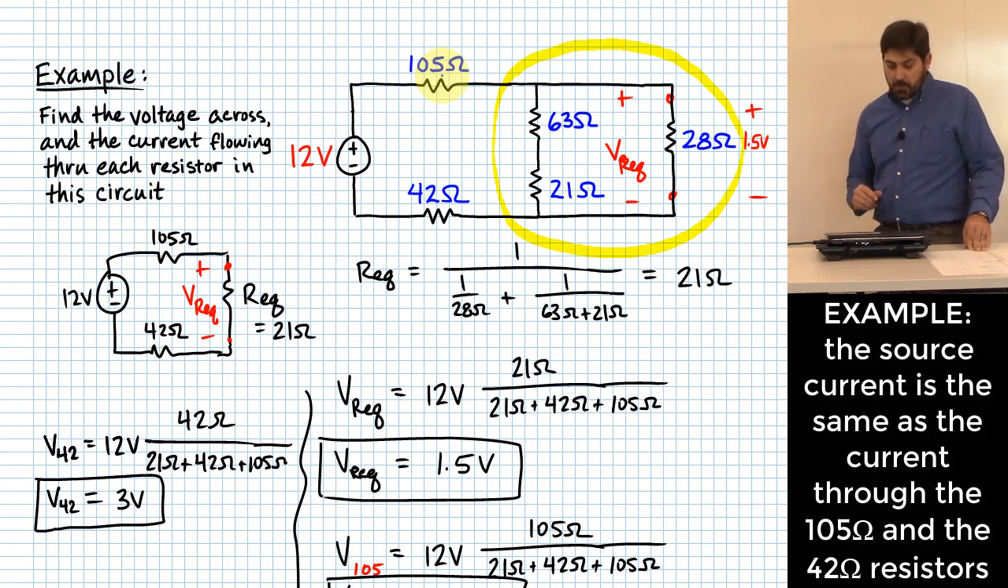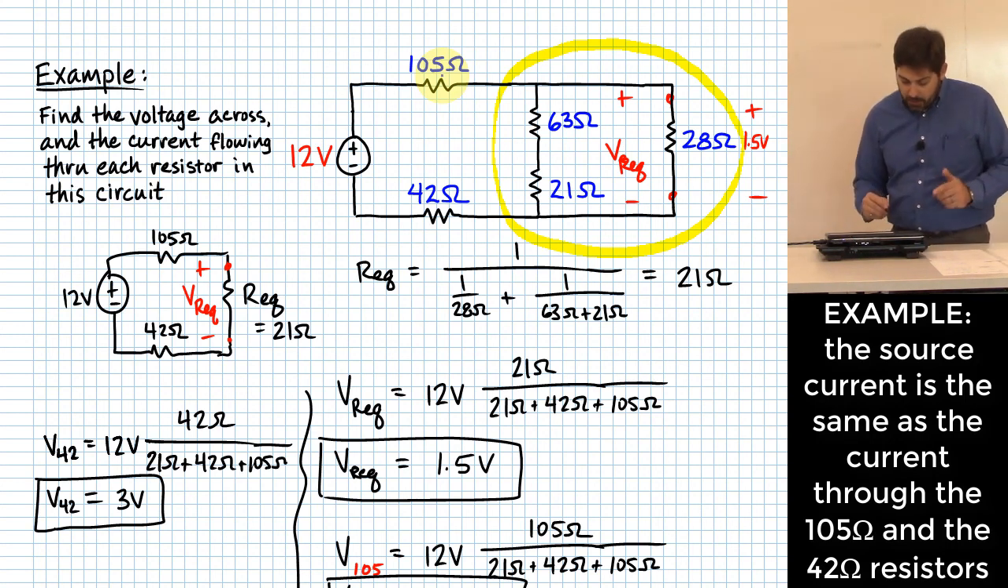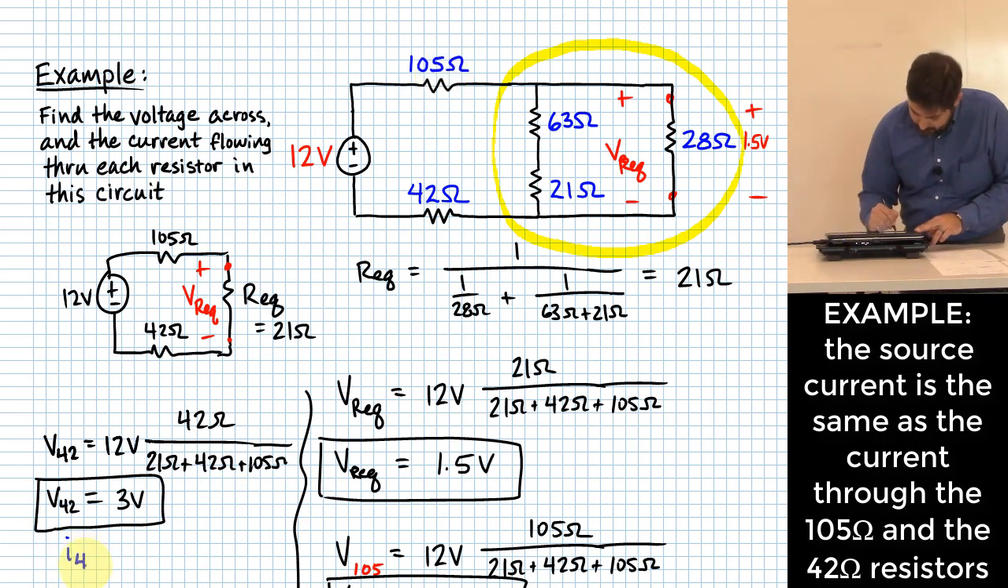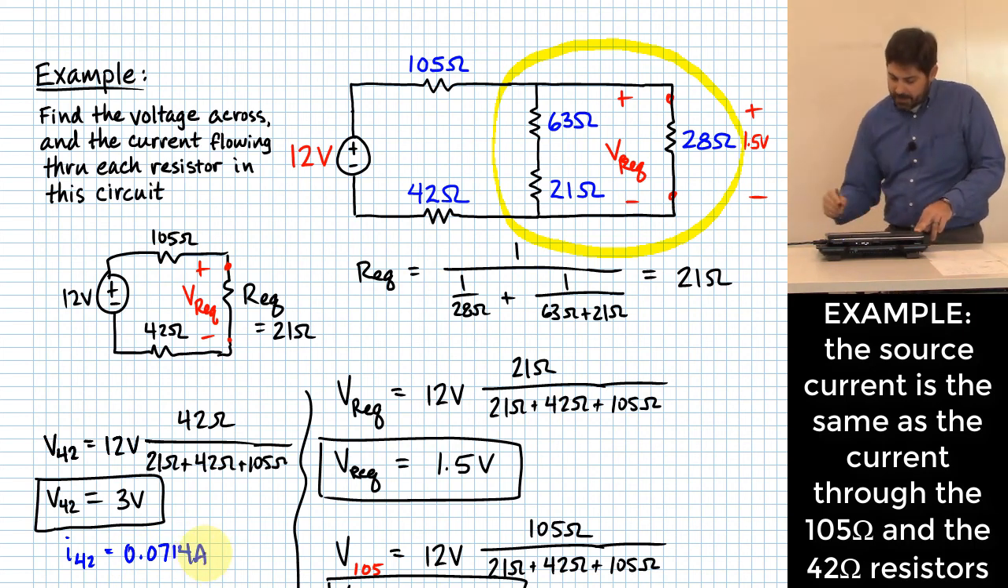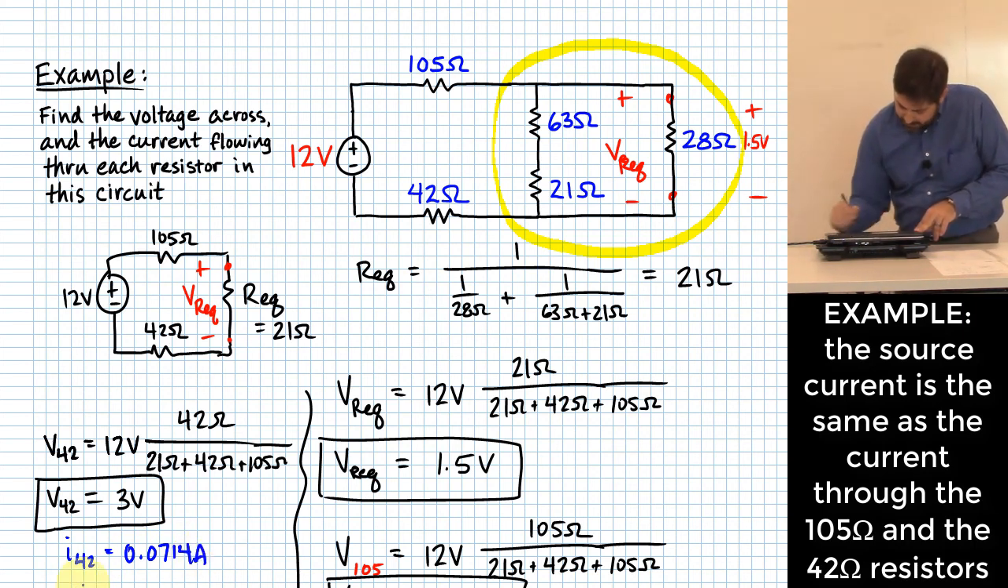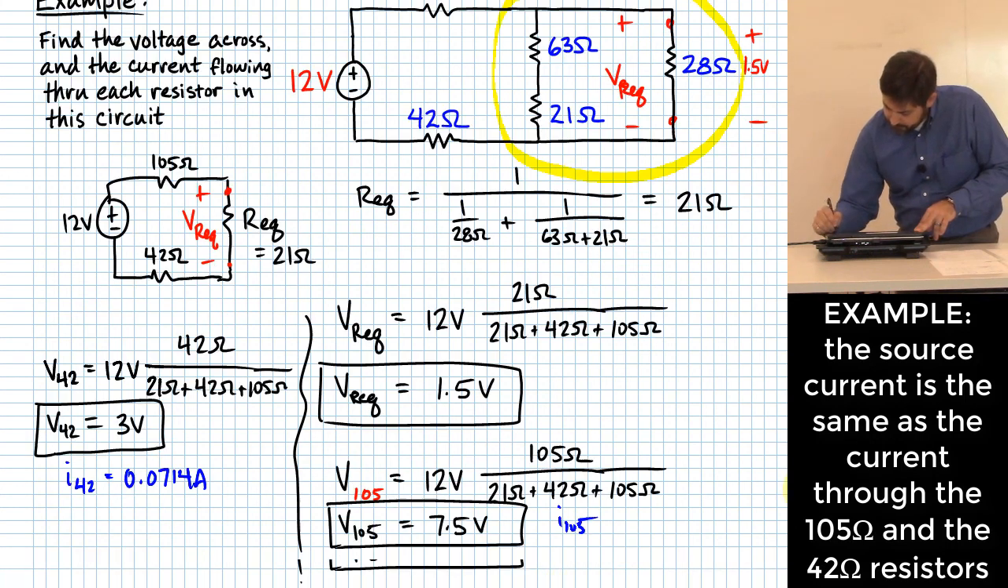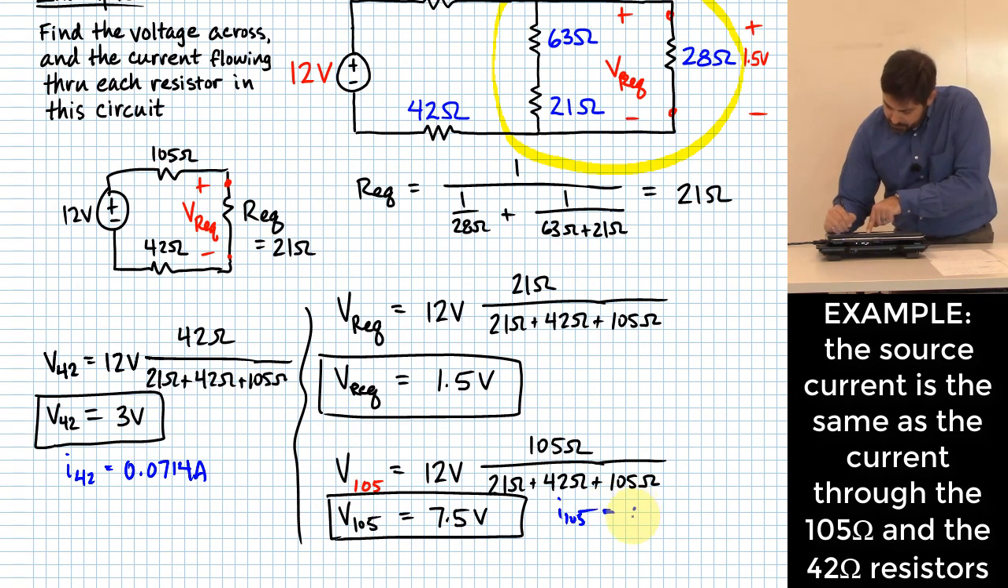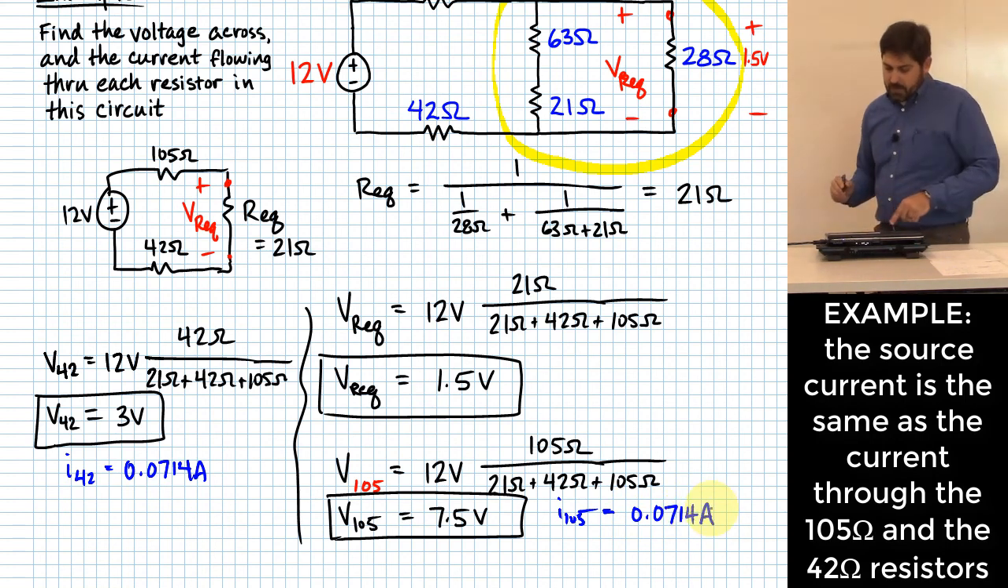Okay? So what that tells me now is that I know I42 is equal to that 0.0714 amps, right? As well as the 105, right? I105 is going to be equal to 0.0714 amps. That's good.